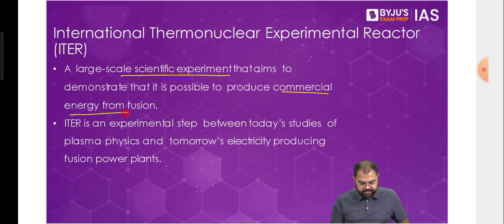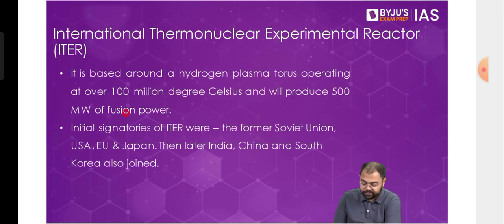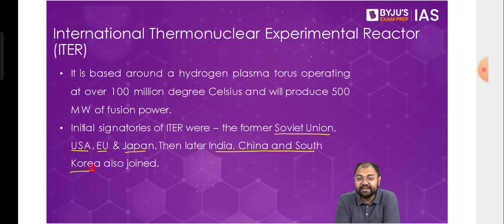Now, when this International Thermonuclear Experimental Reactor began, there were important participants. We had the former Soviet Union, USA, European Union, and Japan. These were the prominent members, and then three extra members also joined. These were India, China, and South Korea, and India has been a very crucial part of ITER today. A lot of investment has been going from India. A lot of experiments have been conducted with the help of India. Some of the very crucial parts that you have in ITER have also been made in India. So we know that India also has been a significant contributor to ITER.